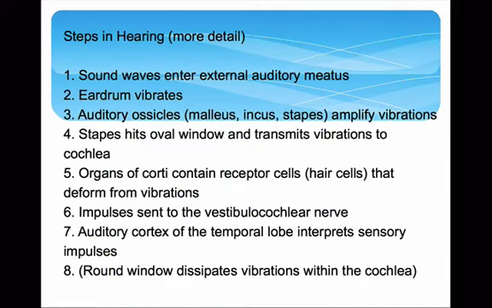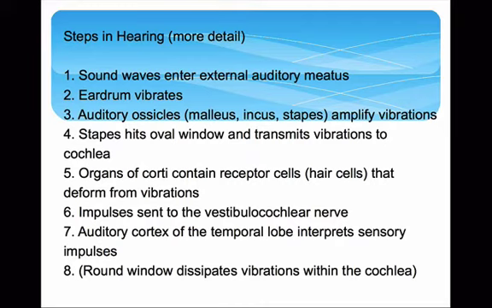The steps in just a little bit more detail. I've got it down to 8 steps here. Step 1, sound waves enter the auditory meatus. 2, the eardrum vibrates. 3, your ossicles amplify the vibrations. That stapes then hits the oval window, takes these vibrations, and causes fluid to vibrate in the cochlea.